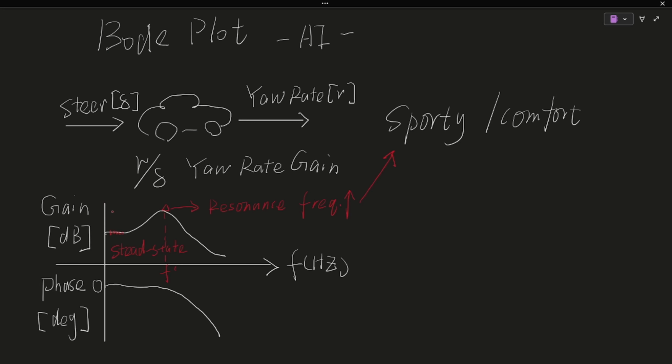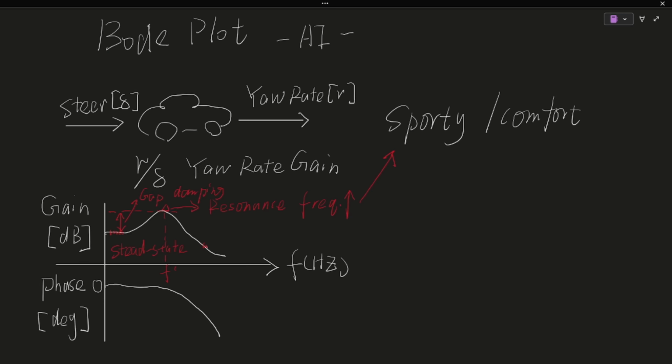And the gap between the steady state and the resonance peak value, this gap represents the damping performance of the vehicle. The large gap means the vehicle's damping performance is bad.